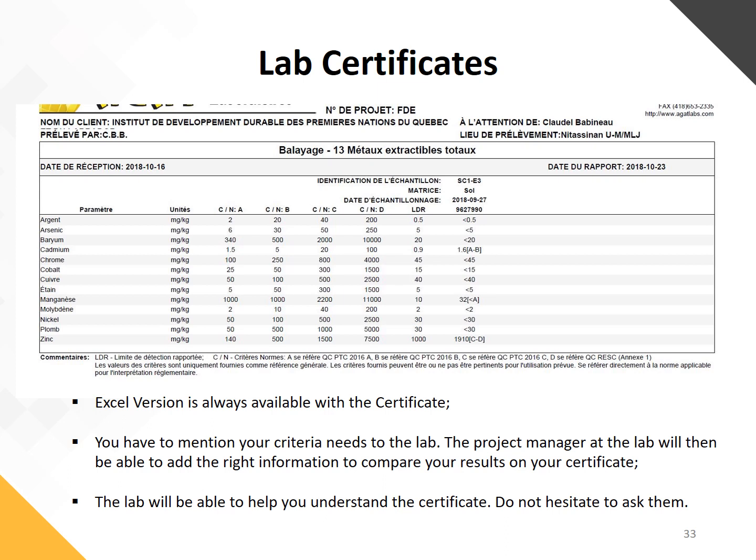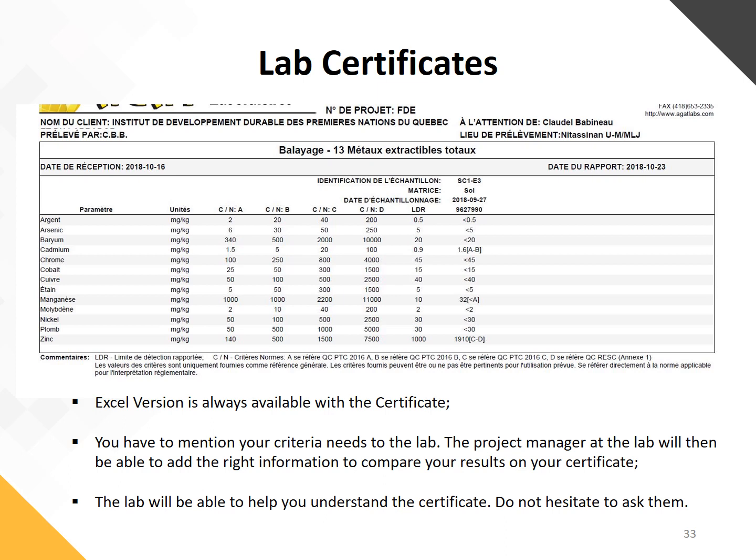If you look at the cadmium, you're going to see that we have 1.6 milligram per kilogram. So this is between criteria A and B. So we have A, B criteria. So the lab will always give you that interpretation if you ask it to do it.